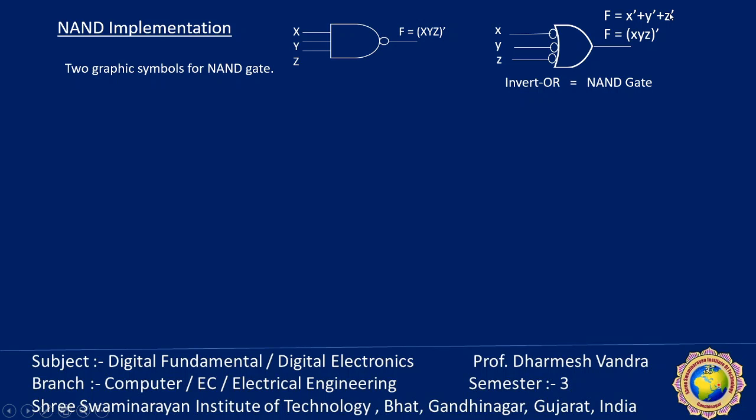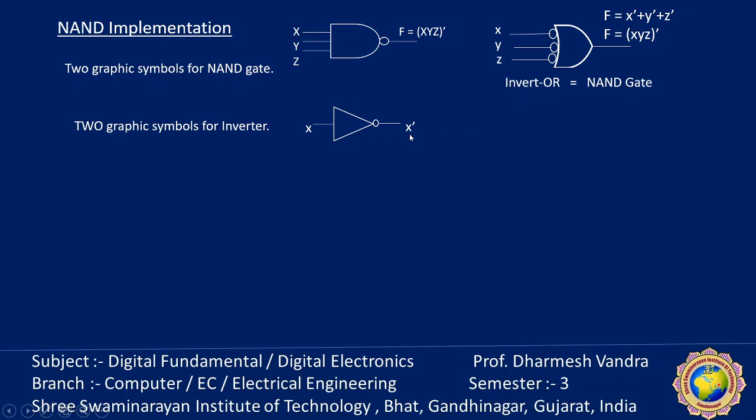As per De Morgan's theorem, this is the expansion of (XYZ) whole dash. Because when I expand this, it becomes X dash, with AND replaced by OR, Y dash, with AND replaced by OR, and Z dash. So the result is the same as a NAND gate. This invert-OR is equal to a NAND gate.